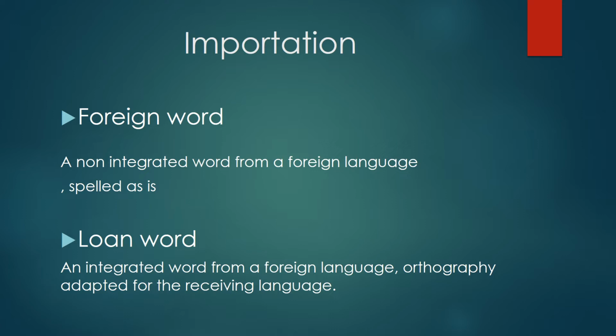A loan word is an integrated word from a foreign language, orthographically adapted for the receiving language. For instance, music, as it is spelled in English, is basically an adaptation of the French word, which is musique, spelled as musique.